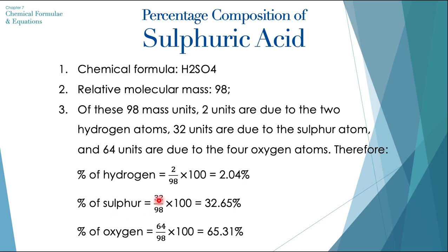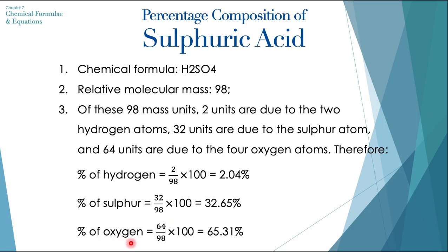And to find the percentage of sulfur, we would divide 32. 32 is the relative atomic mass in this atom. The relative atomic mass of hydrogen is 1, but in this atom it is 2. So that's what we do. We divide 32 by 98 and multiply by 100, we get 32.65.